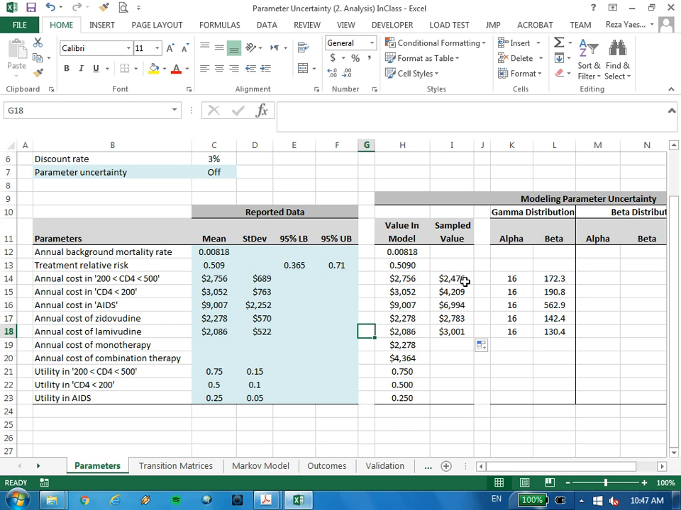So this is cost. And of course, if you think that your standard deviation is much lower, you can reduce it, and you see that the variation in estimates goes down. Okay, so that's how it works.